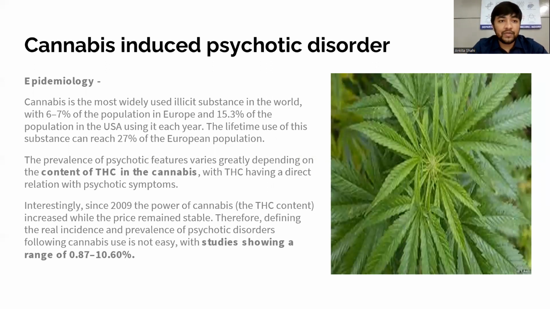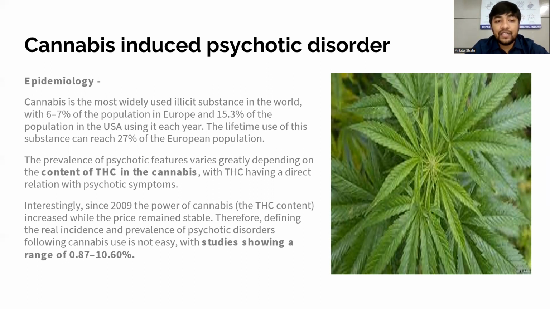Now, coming to cannabis-induced psychosis, right? It is also a very common disorder. Cannabis in itself is the most widely used illicit substance in the world. Alcohol, remember, is not illicit. With 6 to 7% of the population in Europe and 15.3% in the USA using cannabis each year, the lifetime use of this substance can reach up to 27% in the European population.